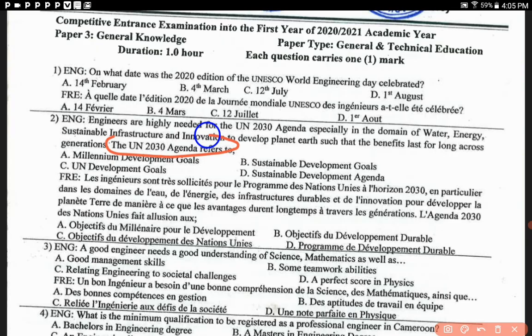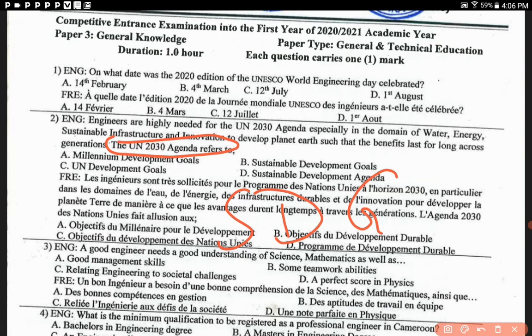So if you don't want to call it the United Nations 2030 agenda, we are going to call it the SDG, which means the Sustainable Development Goal. Now, when you look here, it's not like the Millennium Development Goal is not also a goal, but it is not the UN 2030 agenda.